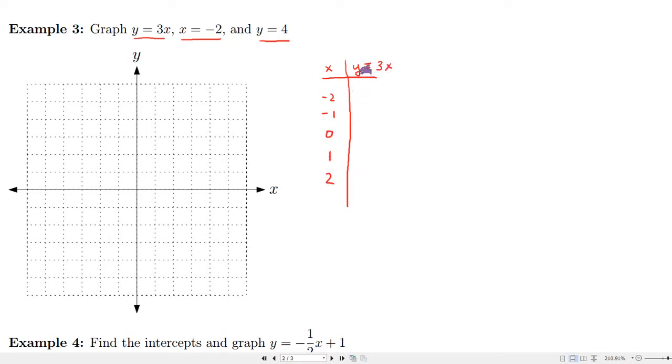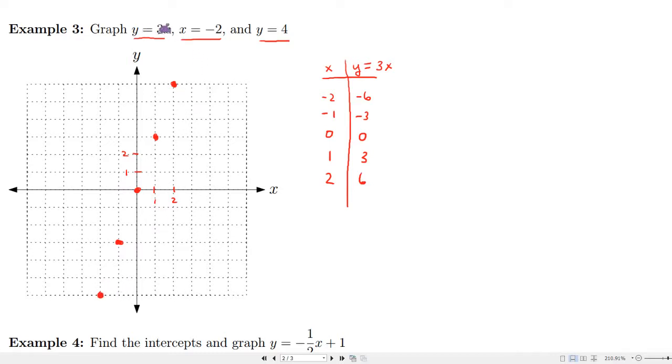So plugging this in, we're going to multiply all these by 3, so that'll be -6, -3, 0, 3, and 6. Okay, so if we plot these, looks like we have 0, 0, so that's the origin. 1, 3, 2, 6. Right, and here I'm incrementing these things by 1s. So I'll label a couple of those just so that's clear. -1, -3, -2, -6.